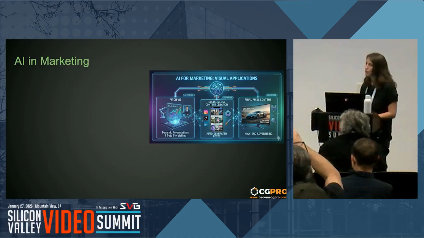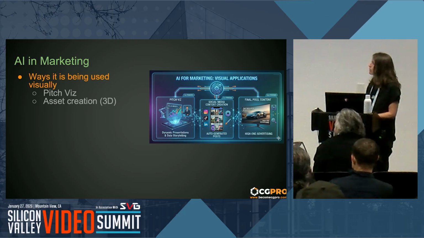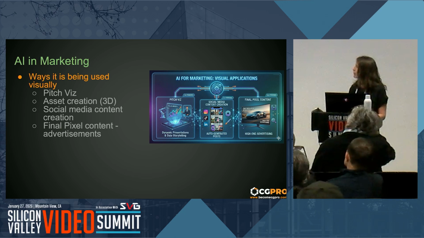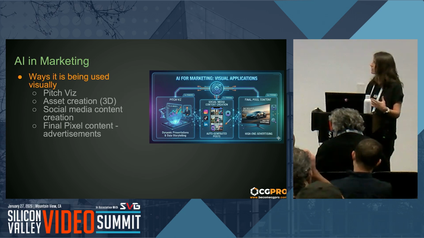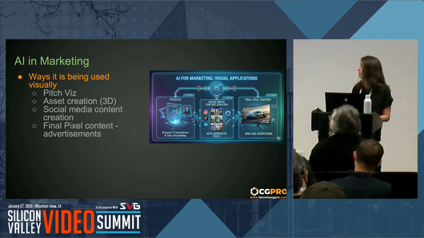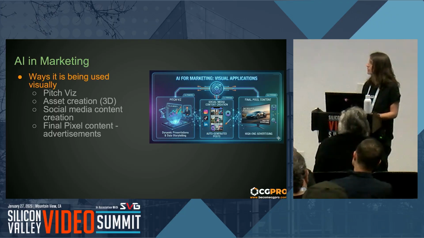So I'm going to go into ways that you can use AI in marketing right now. People are beginning to use it for pitch viz in their marketing material. If you're an agency, you can pitch whatever it is that you're trying to put out into the world, or you can even do a pitch internally to your team for something that you think is important to go out into the world, and you can actually create it yourself very efficiently.